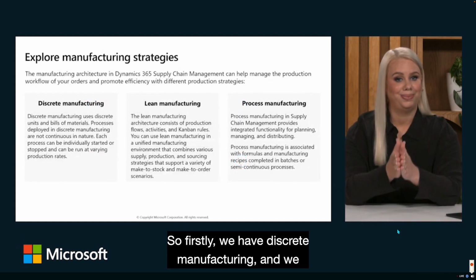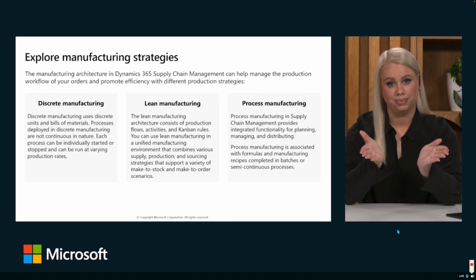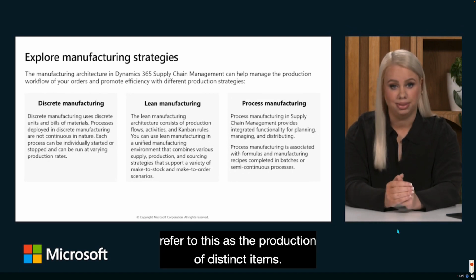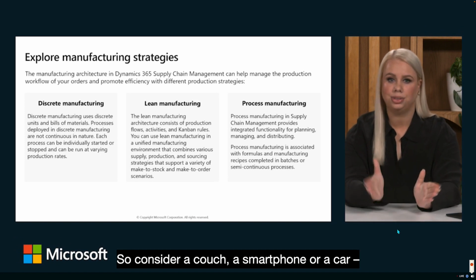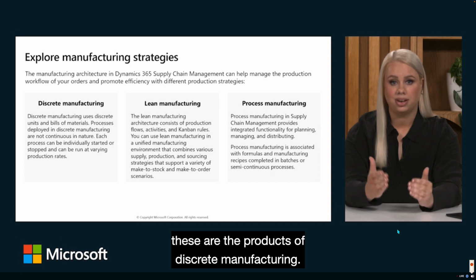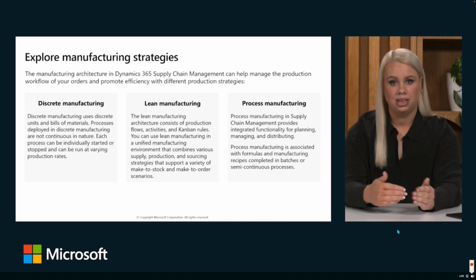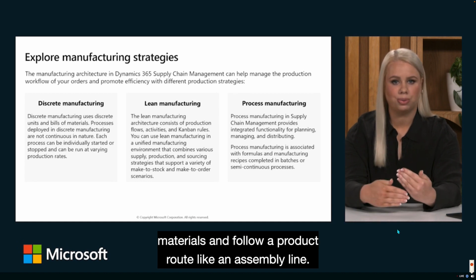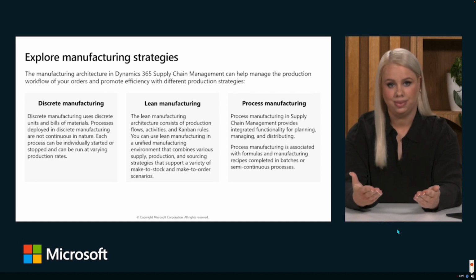So firstly, we have discrete manufacturing, and we refer to this as the production of distinct items. So consider a couch, a smartphone, or a car. These are the products of discrete manufacturing. The production process would involve a bill of materials and follow a product route like an assembly line.